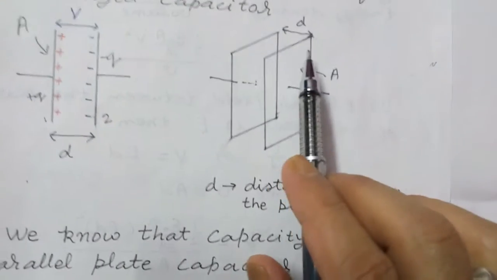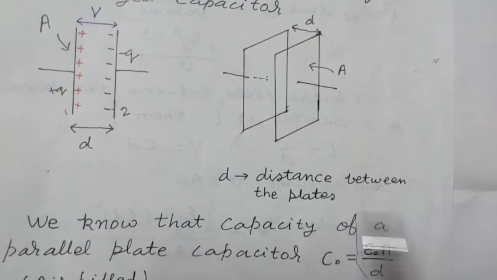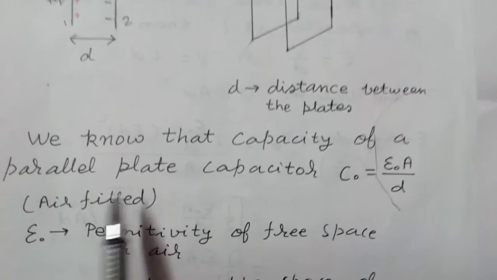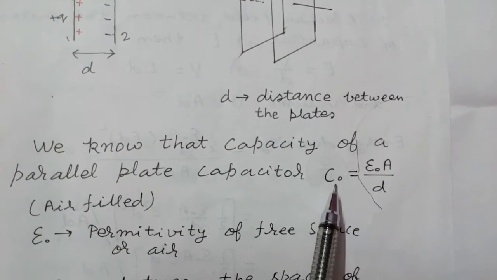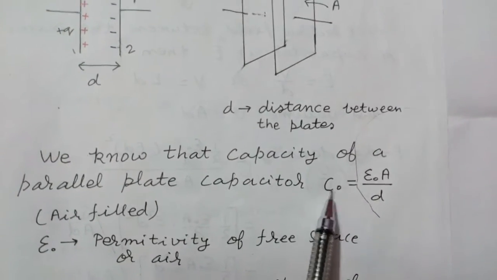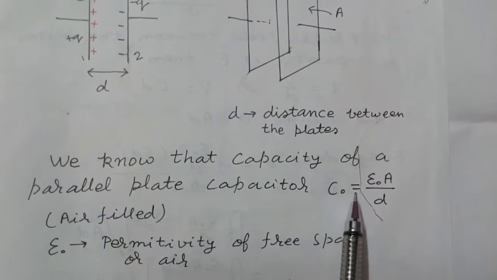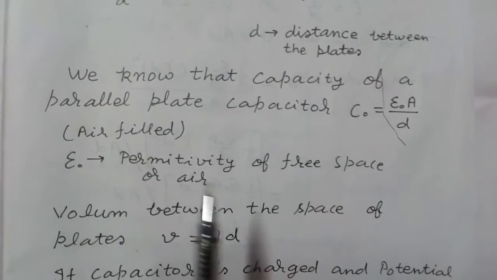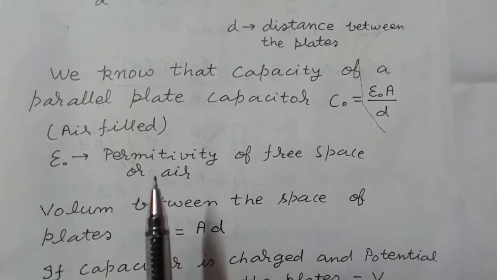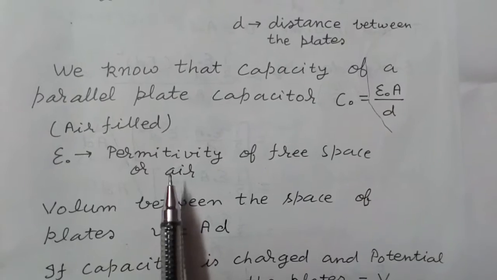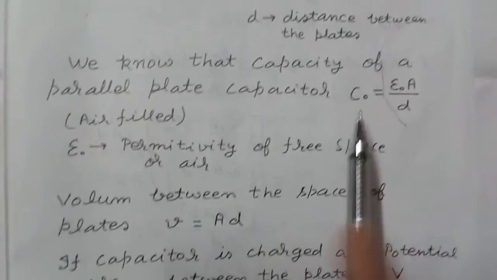This is a 3D look of these capacitor plates. d is distance between the plates. We know that capacity of a parallel plate capacitor, C suffix 0, C naught, for air filled capacitor, is equal to epsilon naught A by d, where epsilon naught is permittivity of free space or air. Since permittivity of free space and air are nearly equal, I have written it as epsilon naught.